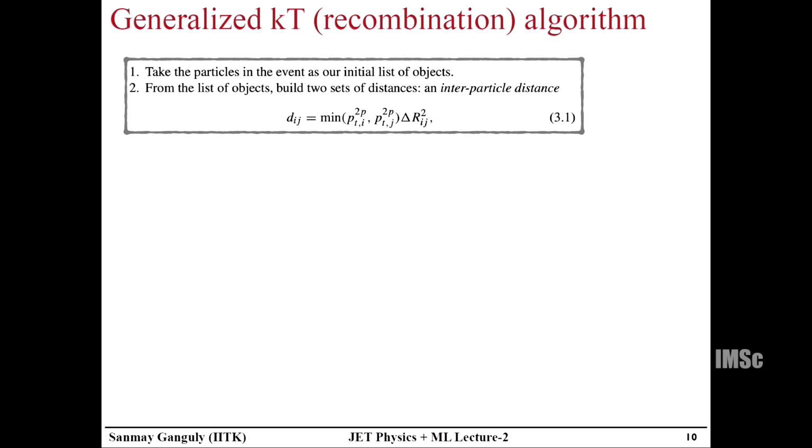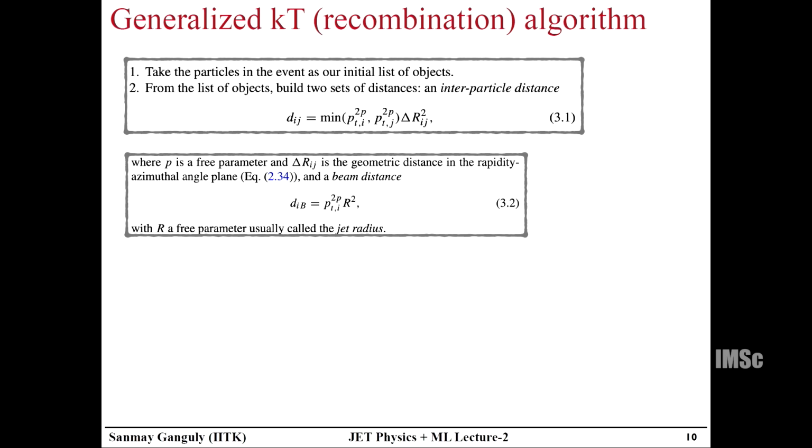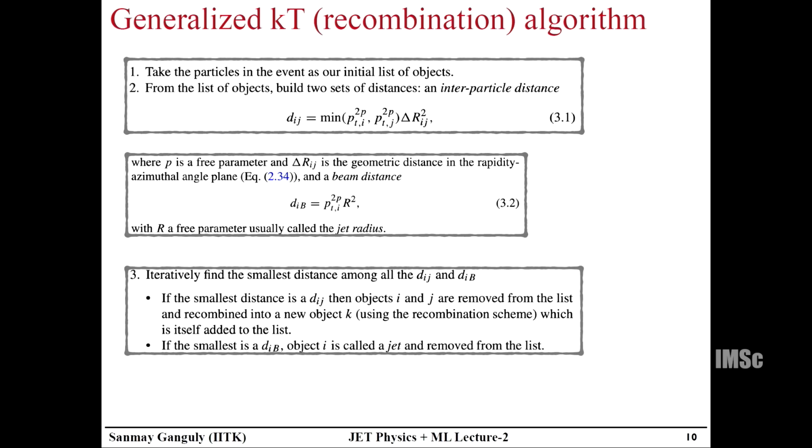Now, given that that's the distance parameter, we tend to play the same game: there is a beam parameter, which is the highest pt to the power 2p into r square, where r is the jet radius parameter, which is a parameter of the algorithm itself. We iteratively find the smallest distance, the same game we have been playing until now, and keep recombining the particles, as long as all the clubbed jets are far away from each other by a number r.